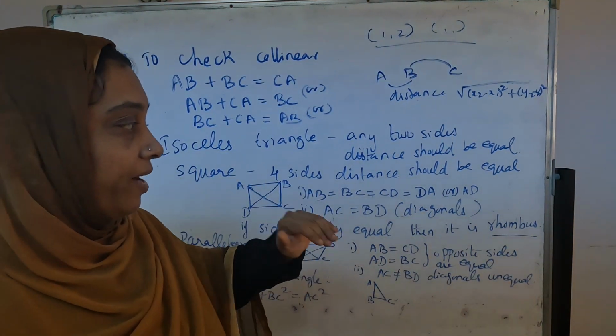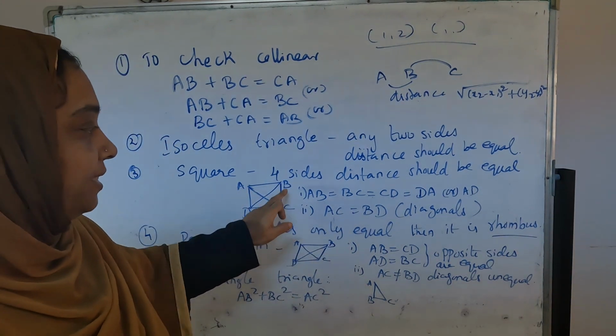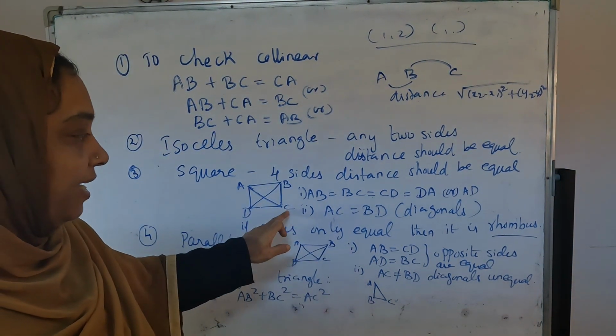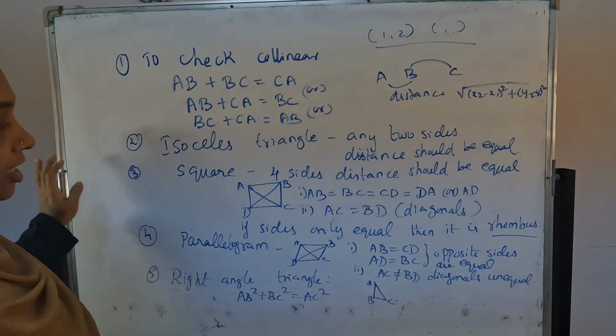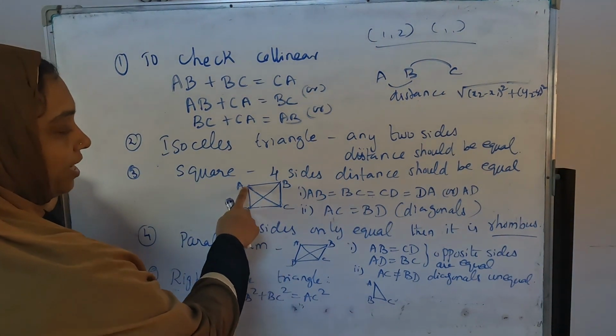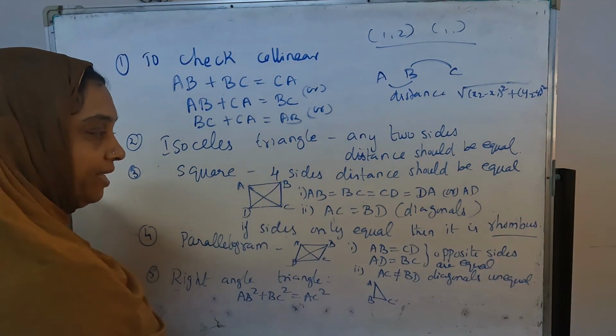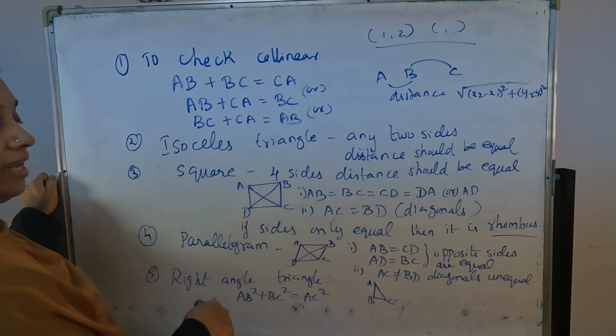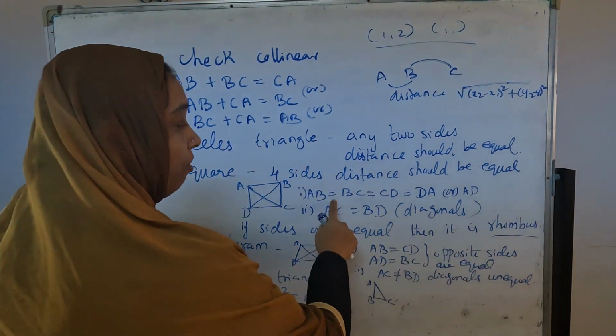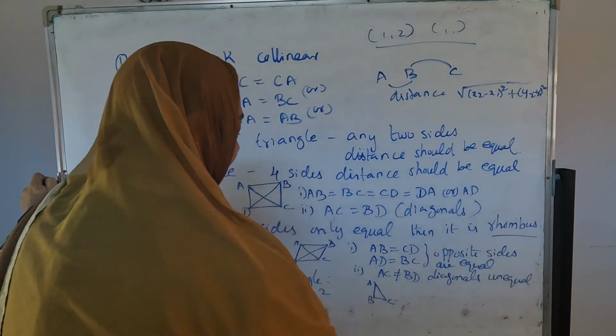How to fix whether it is a square? Find the diagonals AC and BD. Diagonals means going from corner to corner and finding the distance between those points. If you get the diagonals as equal, then it will be a square. If the diagonals are not equal but the four sides are equal, then it will be a rhombus.